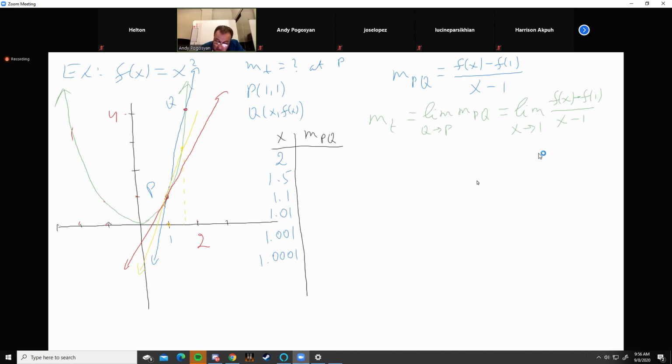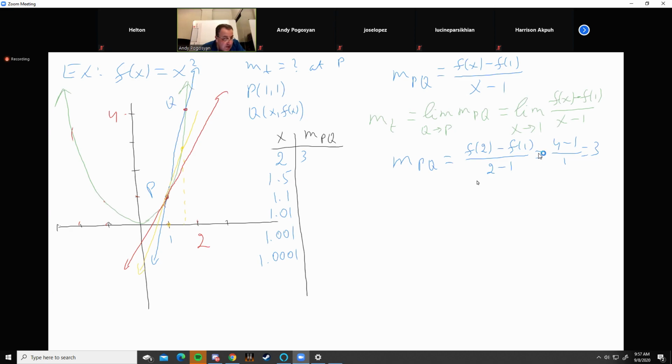Now let's say for different values of x, what do we get for MPQ? MPQ equals f at 2 minus f at 1 over 2 minus 1, equals f at 2, which is 4, minus 1, over 1. This is 3. So we get 3 here.